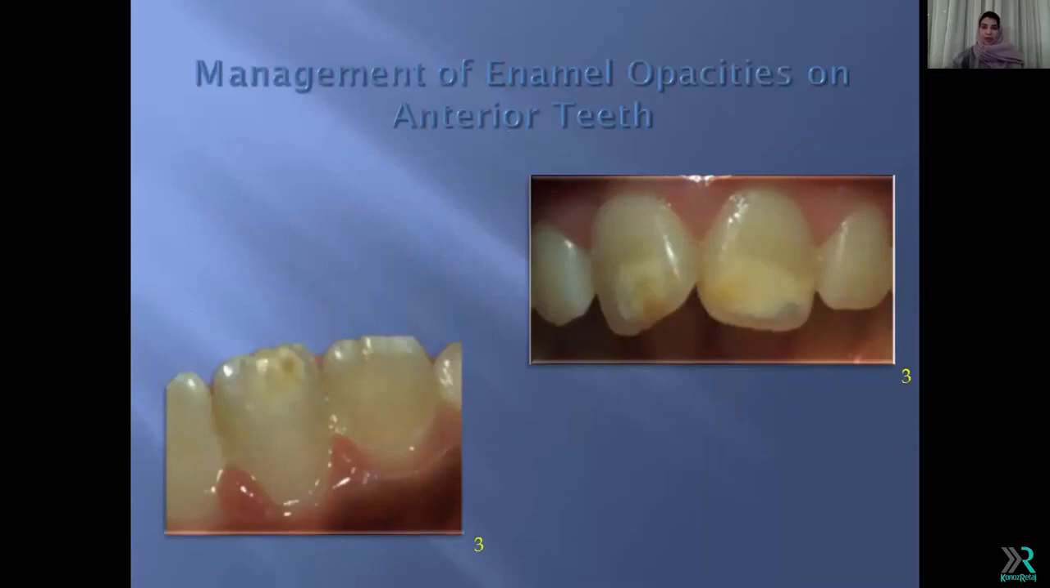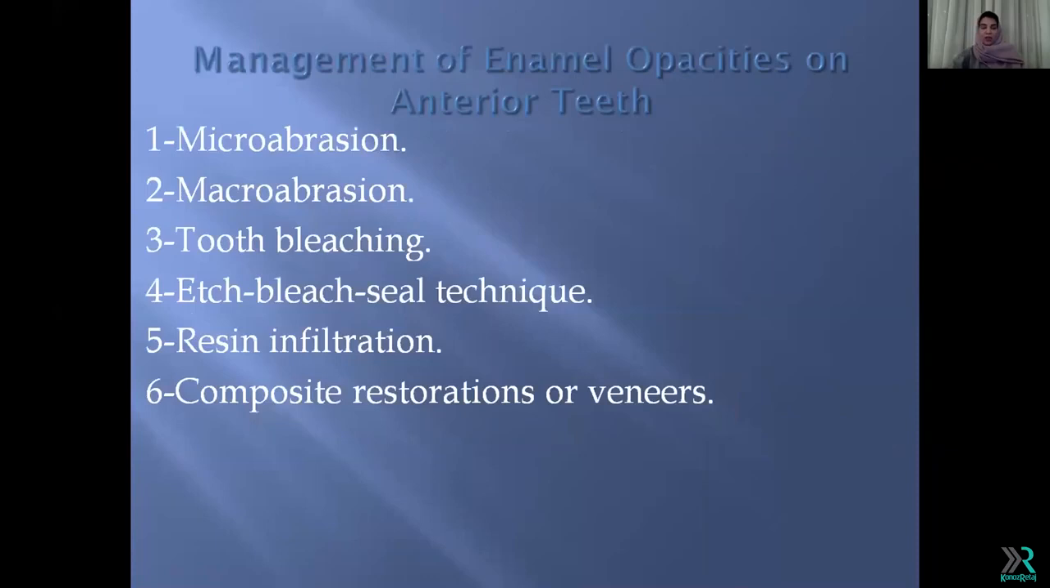Management of enamel opacities on the anterior teeth. The possible treatment options are microabrasion, macroabrasion, tooth bleaching, edge bleach seal technique, resin infiltration, composite restorations, or veneers.